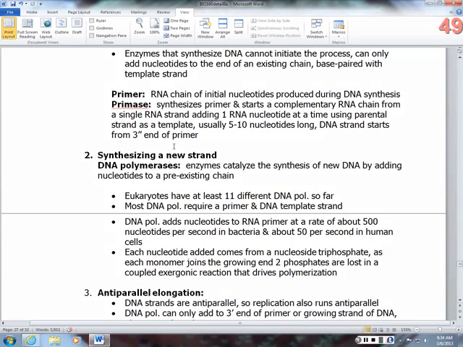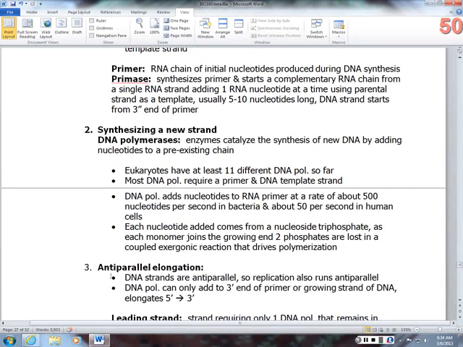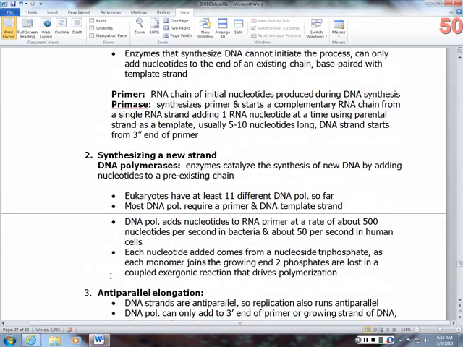Most DNA polymerases are going to require a primer and a DNA template strand. There are RNA polymerases, so just be aware when you look at the names, those two are going to look alike. DNA polymerase means you're adding on more pieces of DNA, your DNA base pairs. RNA polymerase means you're adding on your RNA base pairs, which are slightly different. It's going to add nucleotides to the RNA primer at a rate of about 500 nucleotides per second in bacteria, and about 50 per second in human cells. So it's quite a bit slower in human cells.